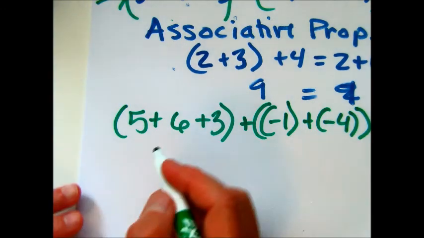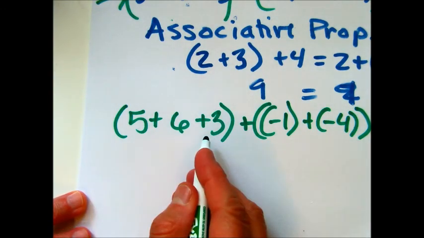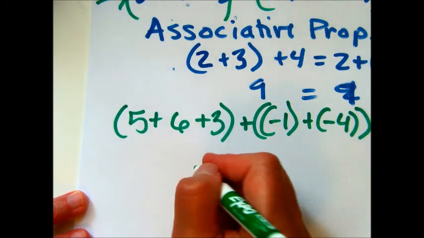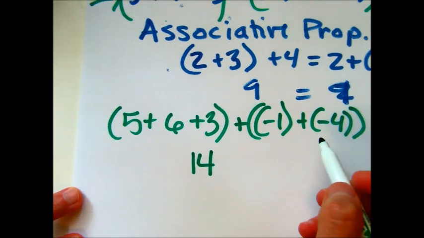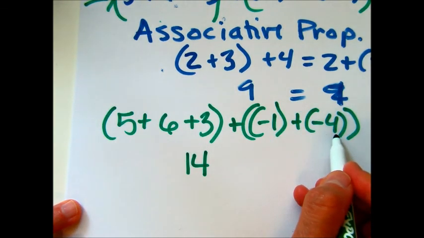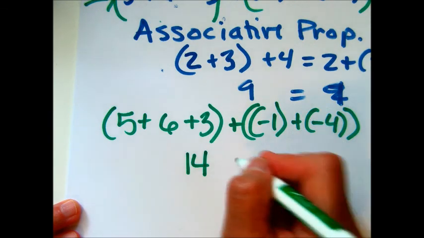Now we know that when we add positives, we're going to combine all those numbers together to get the sum. So that's going to be 11 plus 3 is 14. And then we also know that when we have two negatives, we're really just adding those negatives. Okay, we owe $1, we owe $4, now we owe $5.